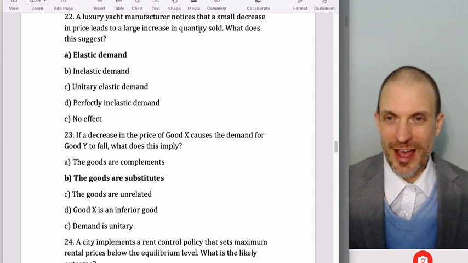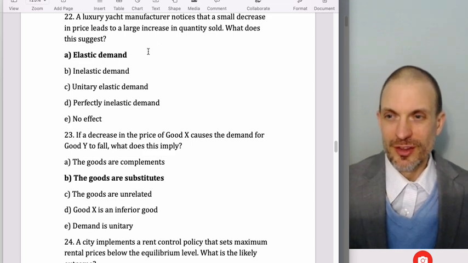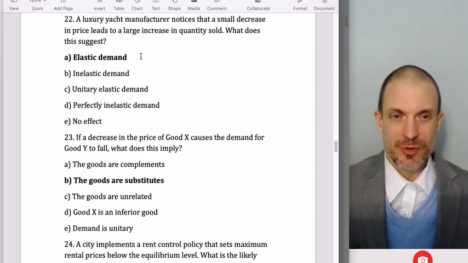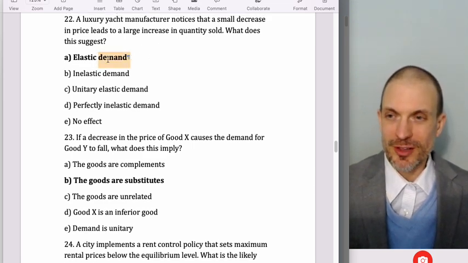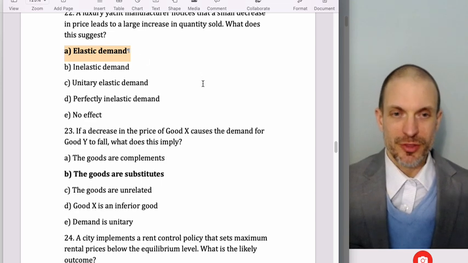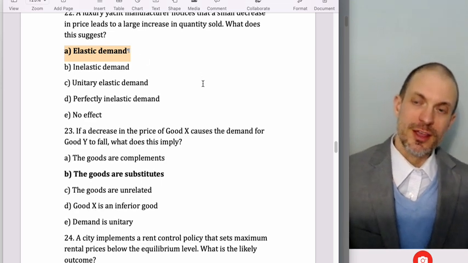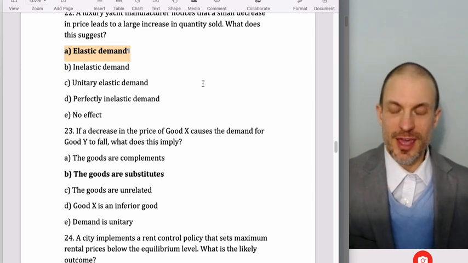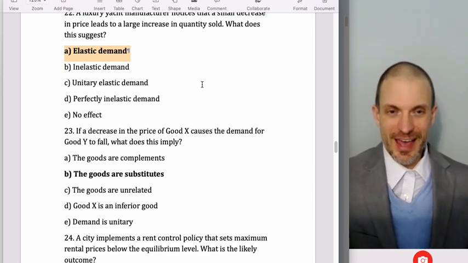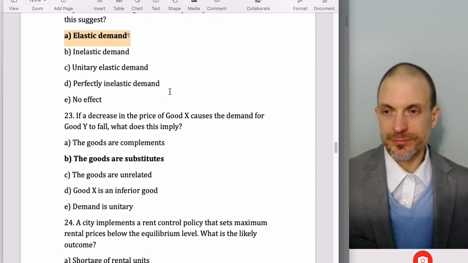A luxury yacht manufacturer notices that a small decrease in price leads to a large increase in quantity sold. Oh, it's because this is a luxury, right? So this is pretty responsive to the change in price. We'd expect luxuries are going to have elastic demand, other things equal. If we're talking about this as regards income, we'd say a luxury is defined as an income elastic normal good.